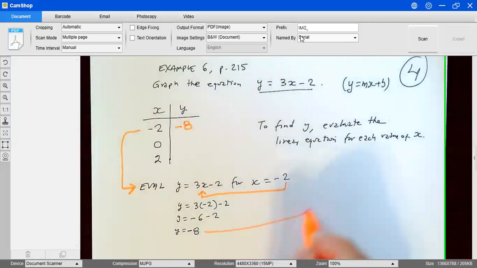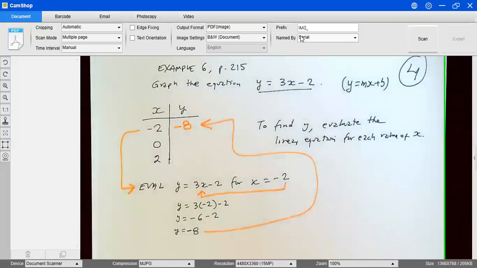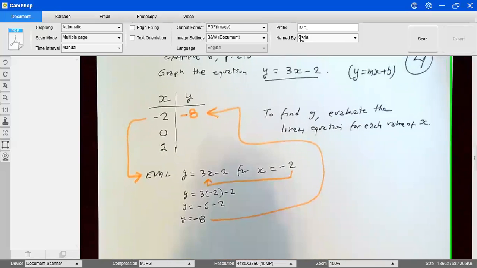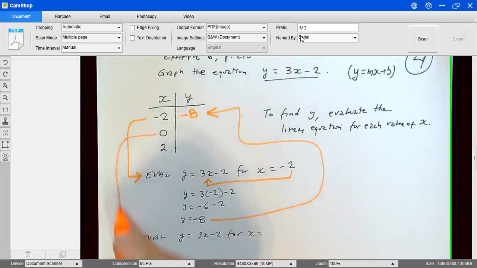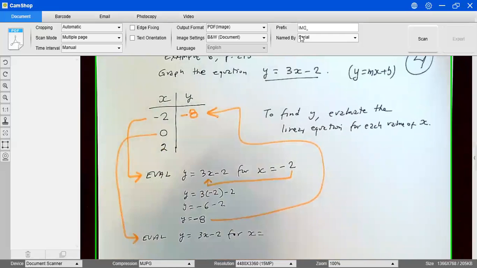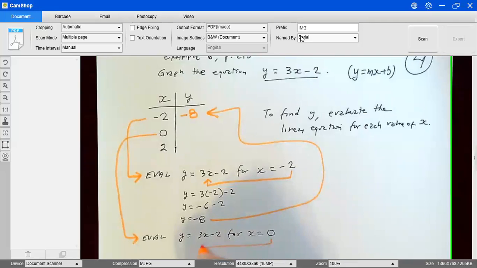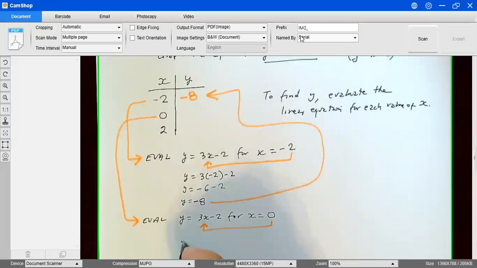So we're going to put that value there. Now we're going to continue with the next evaluation. So we're going to evaluate again our equation y equals 3x minus 2 for x equals, and now it's the turn for x equals 0. So we're going to write 0 here. So now we need to replace every x with 0. So we're going to get y equals 3 times 0 minus 2.